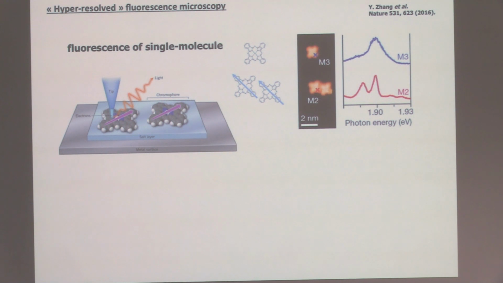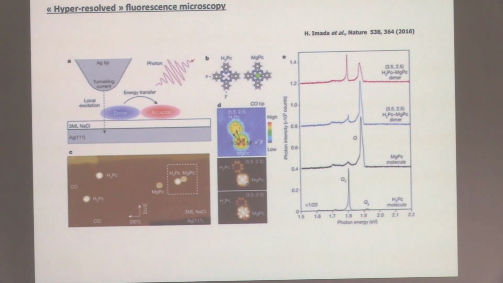And their interpretation is that you have a hybridization between the dipoles of the two molecules. So you have a coherent coupling between these two dipoles that gives rise to these two peaks here. This is something quite fascinating that you can observe directly at the level of two molecules thanks to this technique.